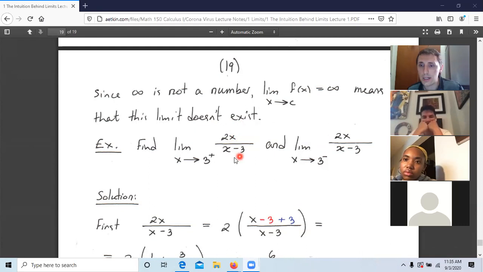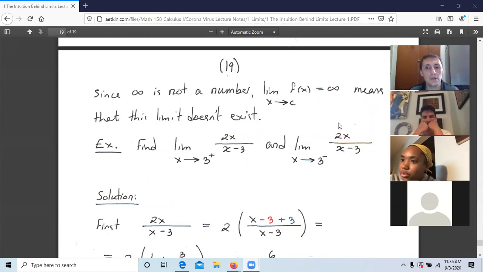Clear? So this is right away positive infinity, because it's 6 divided by 0 plus. If you divide a positive number by something slightly bigger than 0, it explodes to infinity. Clear? So what about the second part? If I plug in 3 minus, what do I get on the top? 6 minus? Yes. And on the bottom? 0 minus? And what do I get as a ratio?